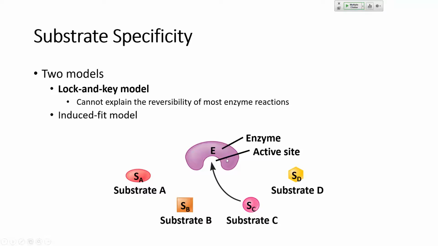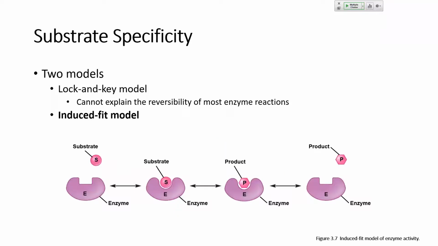And if that product is not specifically shaped the way the substrate is, how do we get that reaction to proceed in the reverse direction? So this is a problem with this first theory, right? It does not explain the reversibility of enzymatic reactions. The second theory is a little bit better at that, right?